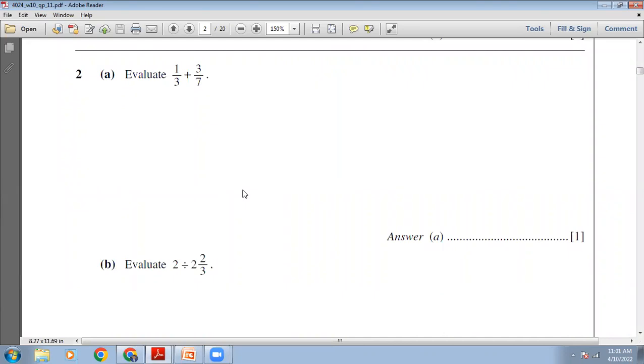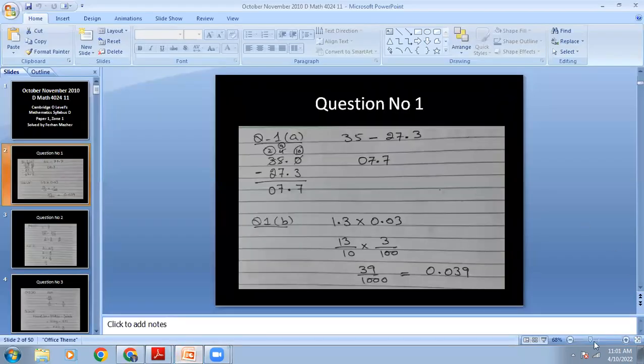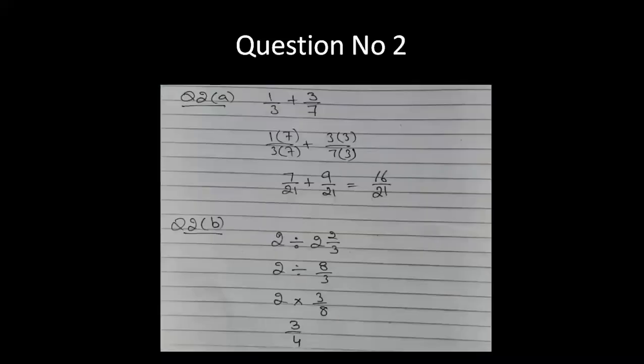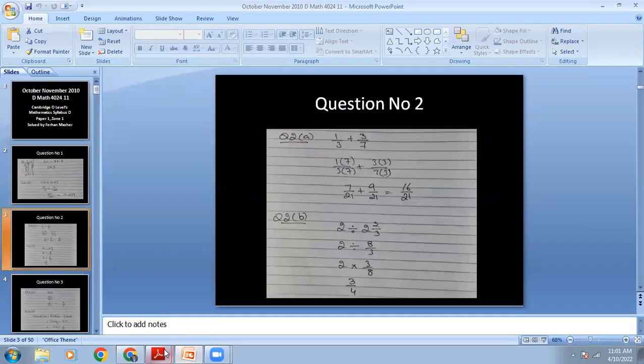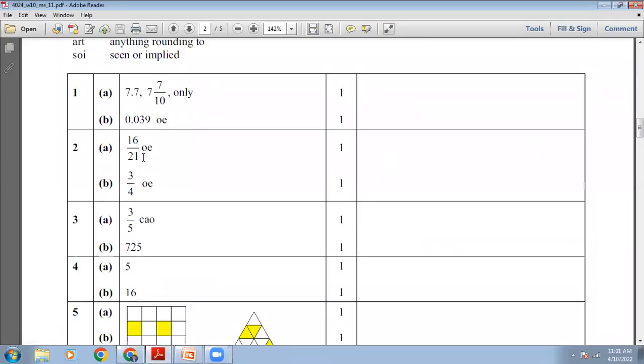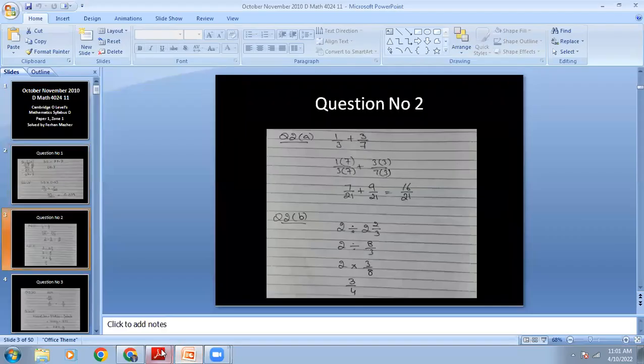Question number 2A part, there are two fractions given, 1 by 3 plus 3 by 7. So you have to add them. When you add two fractions, you know you have to make the denominator same. So multiply the numerator and the denominator of the first fraction with the 7, and the numerator and the denominator of the second fraction with 3. So their denominators will become same. So then we will very easily be able to add them. So you can see we get 7 by 21 plus 9 by 21. So it will be 16 by 21. Okay, so 16 by 21 is the right answer, sir.